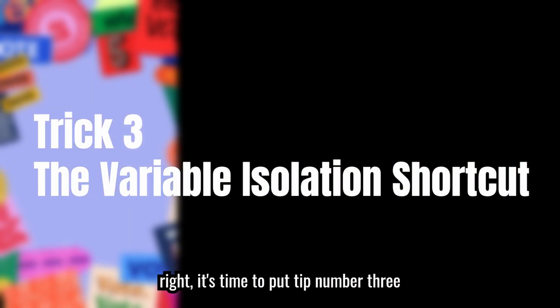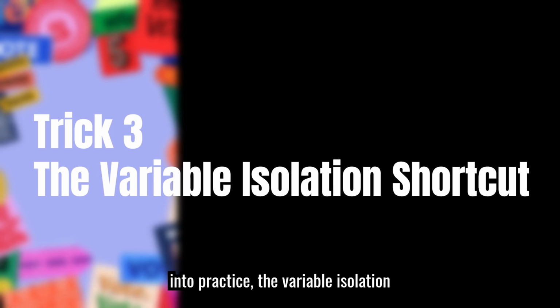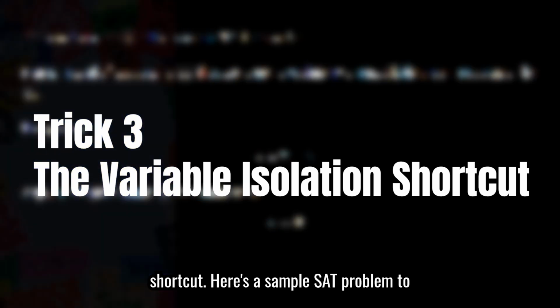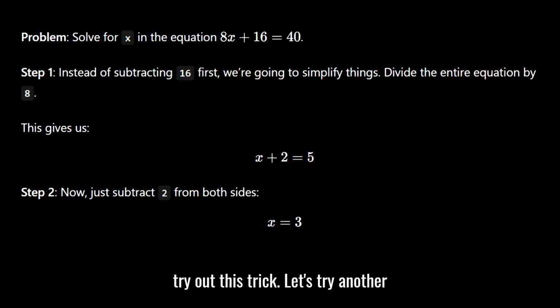All right, it's time to put tip number 3 into practice, the variable isolation shortcut. Here's a sample SAT problem to try out this trick. Let's try another example using our variable isolation shortcut to make this crystal clear. Solve for x in the equation 8x plus 16 is equal to 40.